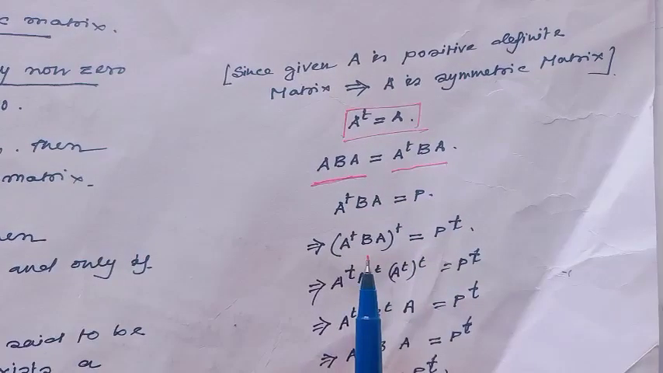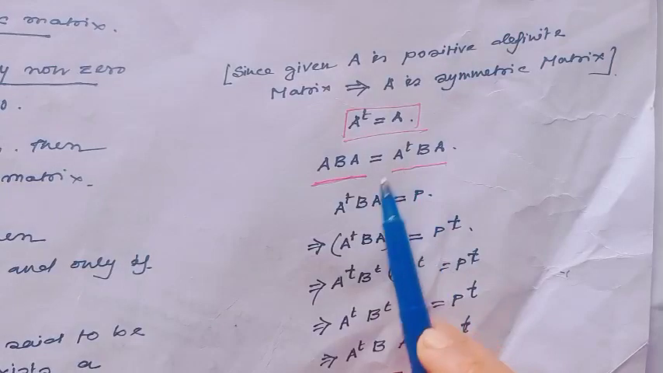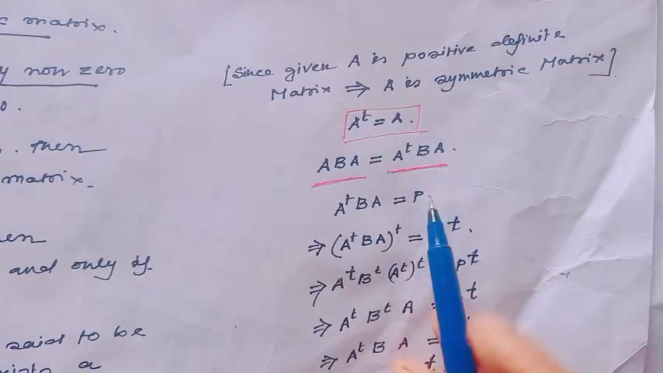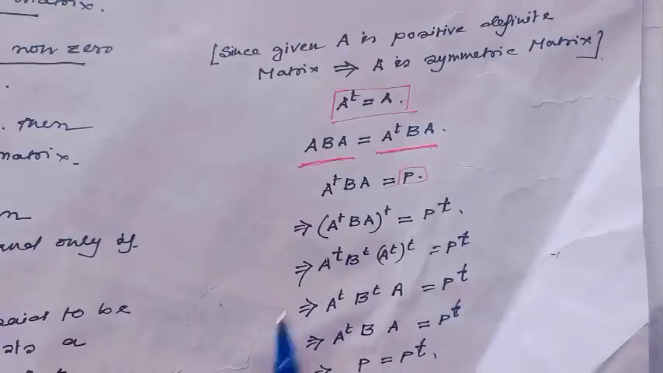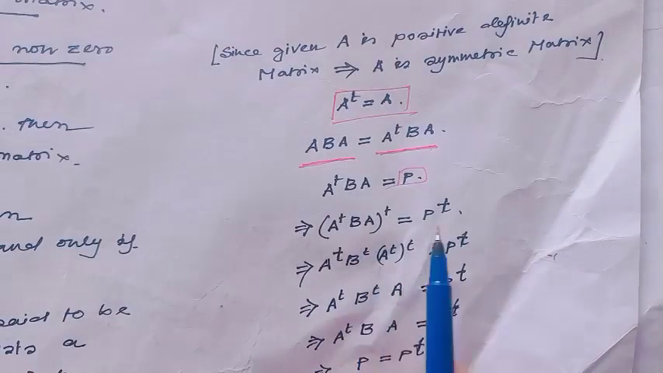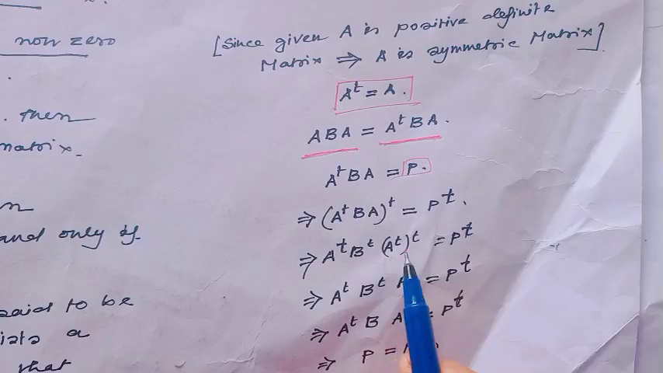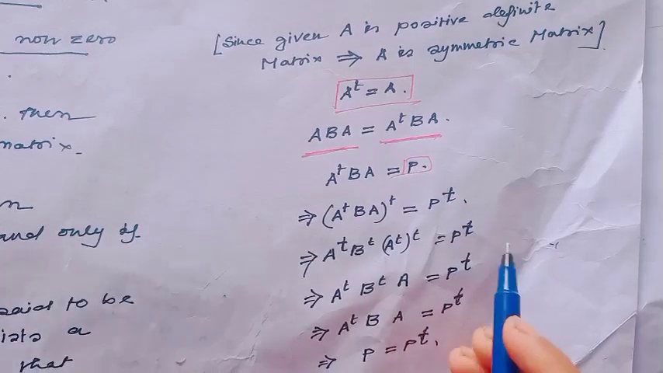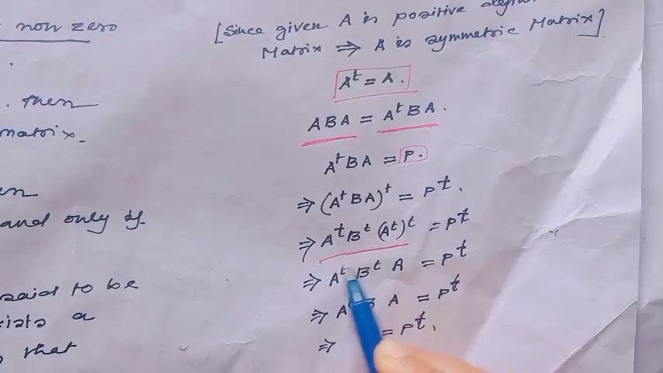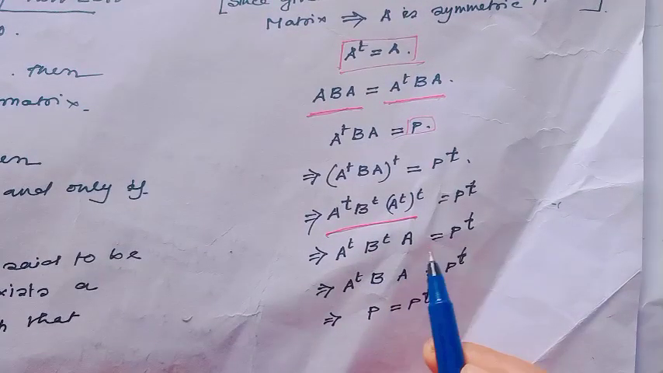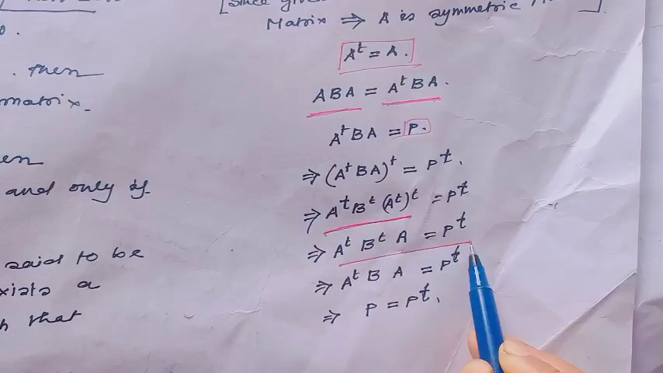To evaluate whether A transpose BA is positive definite or not, at first we have to prove it is symmetric. Consider A transpose BA equal to P. Now transpose both sides. Using the property of transpose, this is A transpose B transpose A transpose transpose equal to P transpose, and by this expression we can tell A transpose B transpose A equal to P transpose.